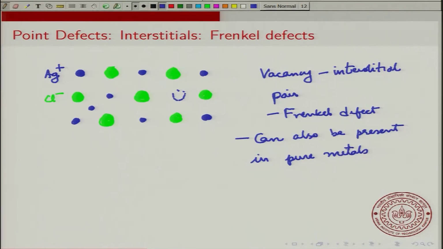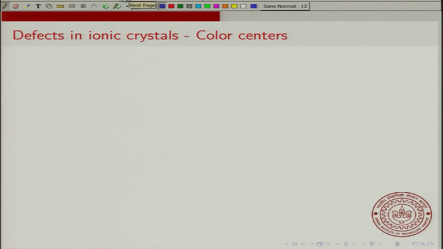Another kind of point defect, which traditionally is referred to as color centers. These are seen in ionic crystals, and these are often non-stoichiometric. In the sense, suppose you take sodium chloride and you put it in some vapor of sodium. So, you take sodium gas and you pass it over sodium chloride. Then you can get a crystal that has a slightly different stoichiometry.